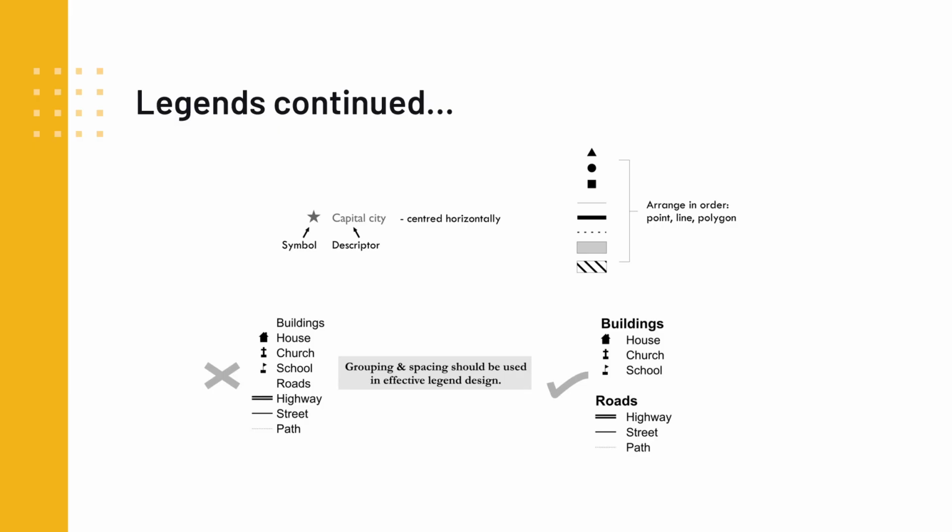Typically speaking, you arrange your items with the points on the top, then the lines, and then the polygons at the bottom. It's usually great if you can group your legend items together so that the things that are most similar are grouped together with maybe some spacing or at least a separate or bolder title to indicate this is a separate group of symbols.